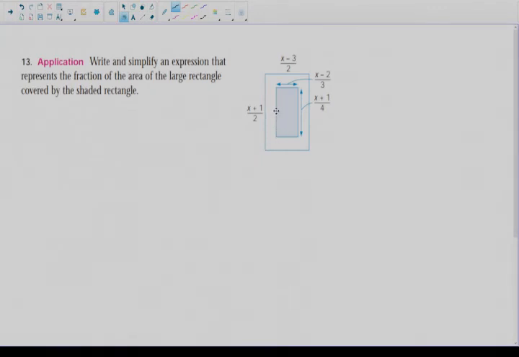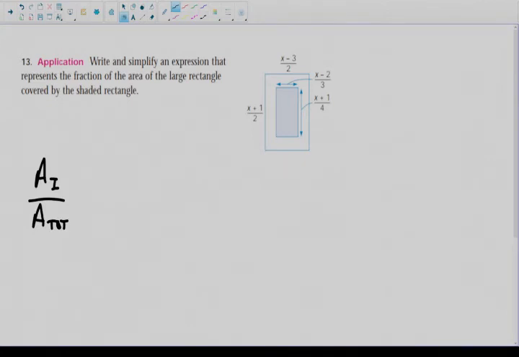So question 13 is write and simplify an expression that represents the fraction of the area of the large rectangle covered by the shaded rectangle. The fraction of the area of the large rectangle. So what is the total area? Or from that total area, what does the shaded area cover as a fraction? So we need the area of the inner rectangle divided by the area of the total rectangle. That's what they're asking us to find.